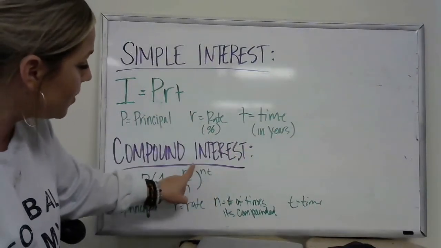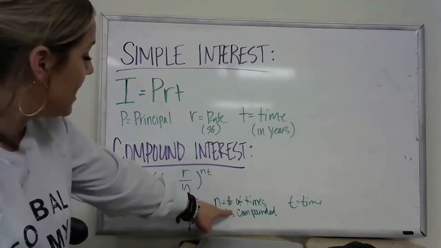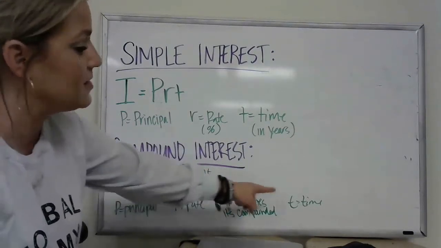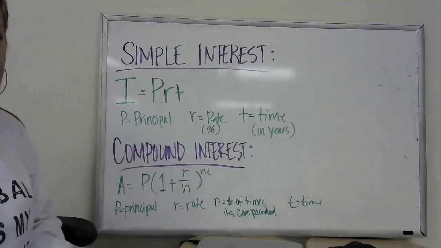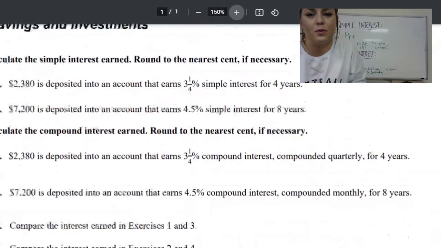And then close parentheses, and then it's going to be N, the number of times it's compounded, annually, or the number of times it's compounded, times the time. Okay? All right, so we've got some examples coming up, but I want to make sure that y'all have got the correct formula. Do some of these examples.